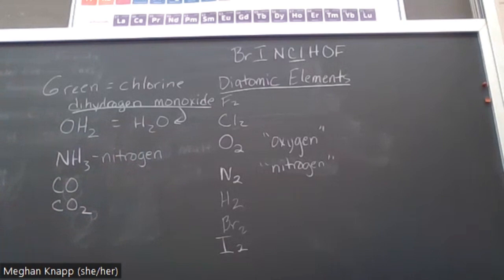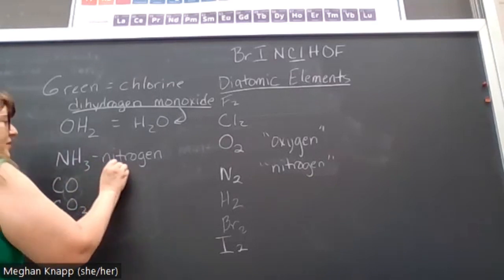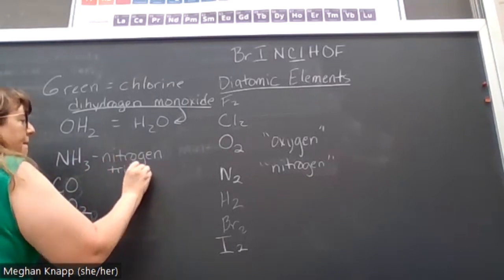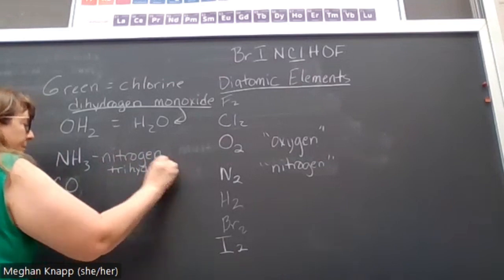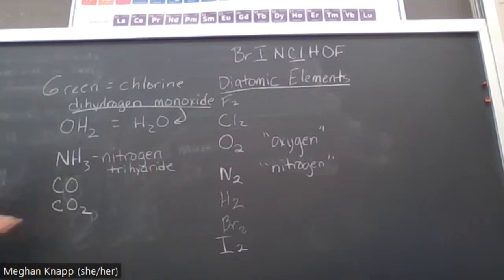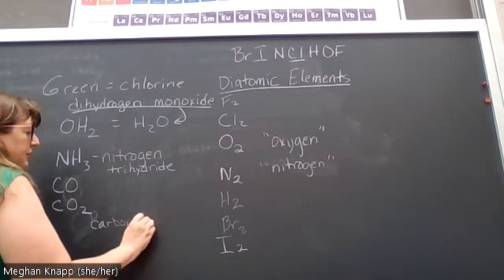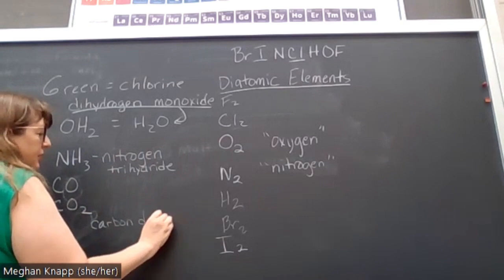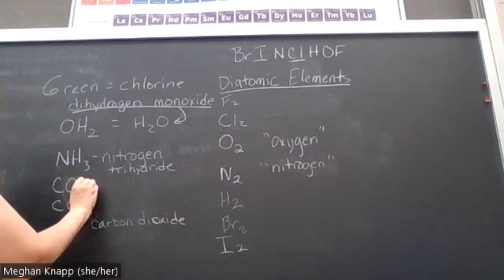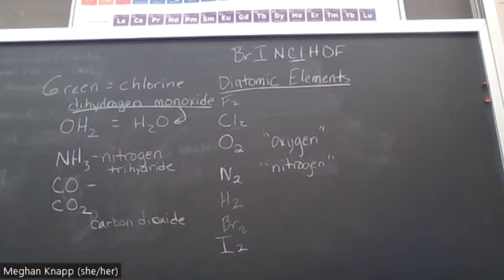What do you think 3 might be? Tri, like tricycle. Okay. Trioxide? No. What's the element? Trihydride. There we go. And then we already said this one was carbon dioxide. This one would then be what? Carbon monoxide.